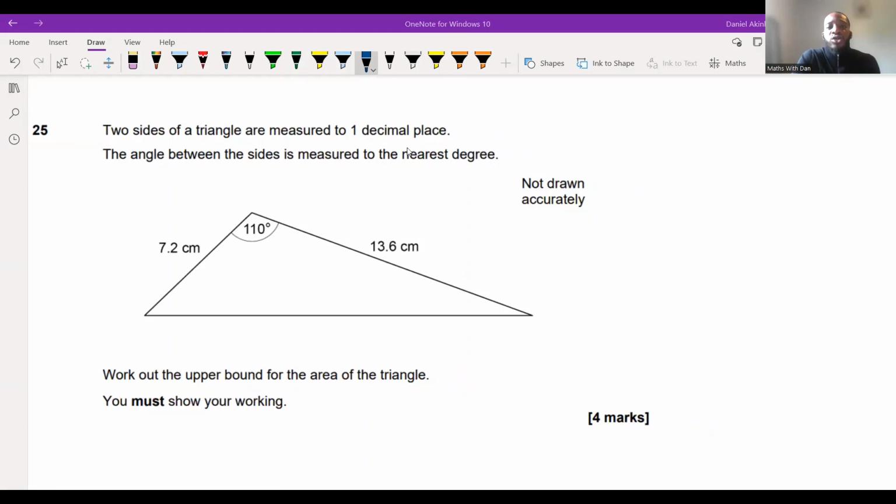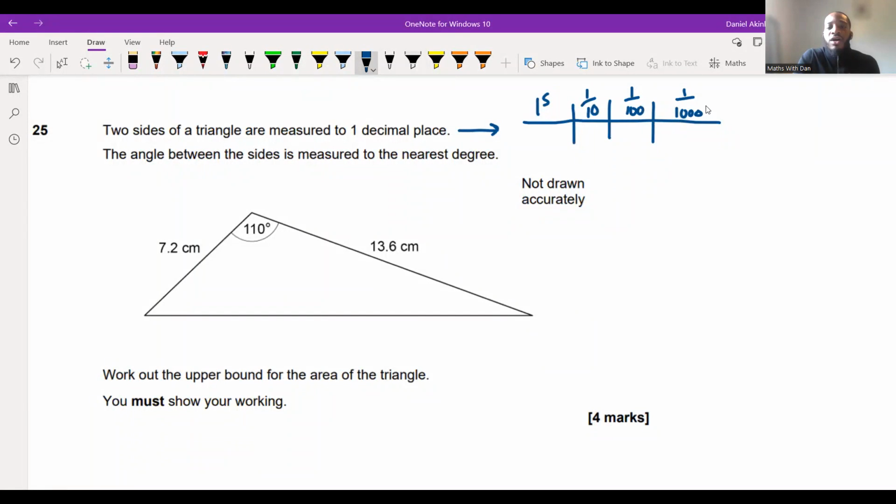two sides of a triangle are measured to 1 decimal place. So what I do with a question like this is I say, well, if it's one decimal place, I get a little table like this and I do my place values. So for example, let's say this is ones, this is tenths, this is hundredths, and this is thousandths, and so on and so on.